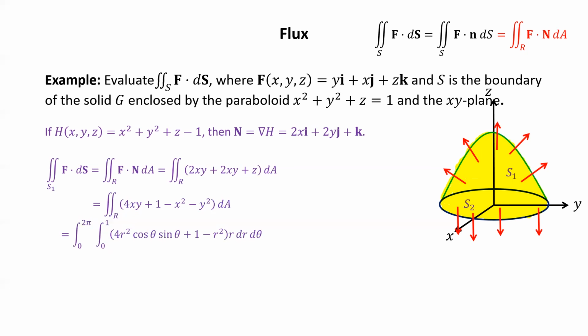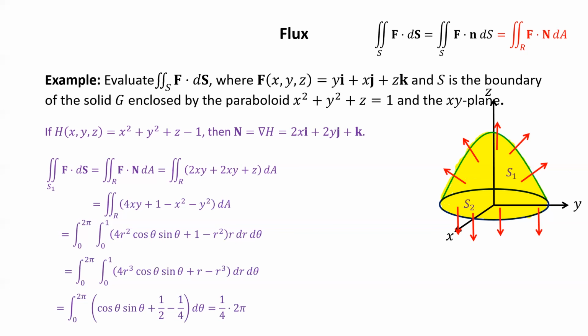Now, theta is going from 0 to 2 pi, and r is going from 0 to 1 because we're integrating over the region that is a disk of radius 1. Okay, so distributing that r gives us 4r cubed cosine theta sine theta plus r minus r cubed. And when we integrate with respect to r, we get r to the 4th cosine theta sine theta plus r squared over 2 minus r to the 4th over 4. Plugging in the 0 and 1, we're left with cosine theta sine theta plus 1/2 minus 1/4.